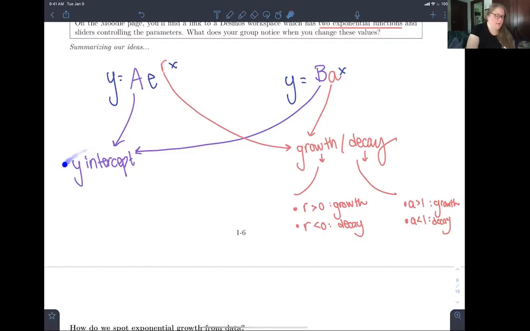So the first parameter determines the y-intercept, and the R or A determines growth or decay. Those are our big ideas here.